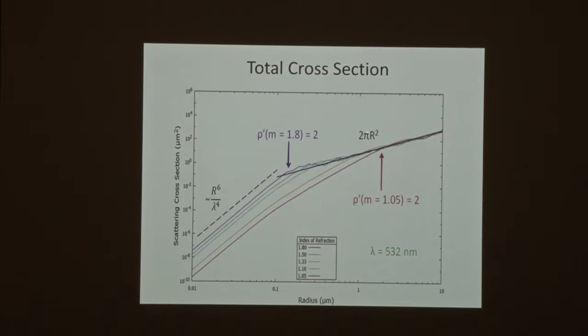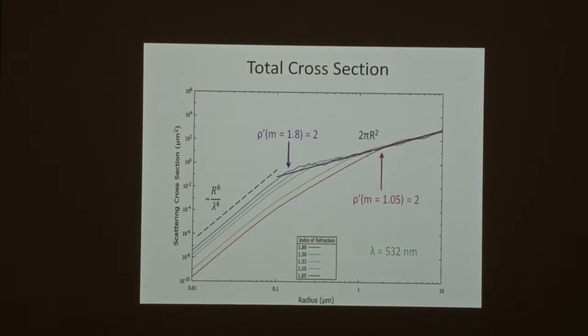crossing over to twice the geometric cross-section, and the refractive index being eliminated eventually. Turns out this crossover seems to be a little bit better described by 2 than 1, so I put rho primes of 2 in each case. You can see for the 2 extreme refractive indices. This was done for green light.